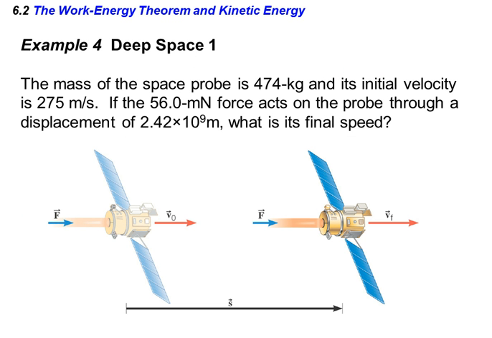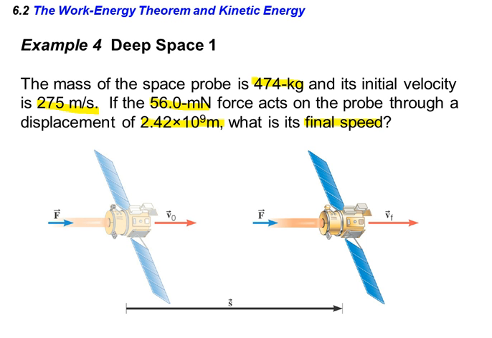Let's look at an example here. We have the mass of a space probe is 474 kilograms, and it has an initial velocity of 275 meters per second. If there is a force of 56 millinewtons, so it's a small force, and it displaces over a very large distance of 2.4 times 10 to the 9th meters, what is the final speed?